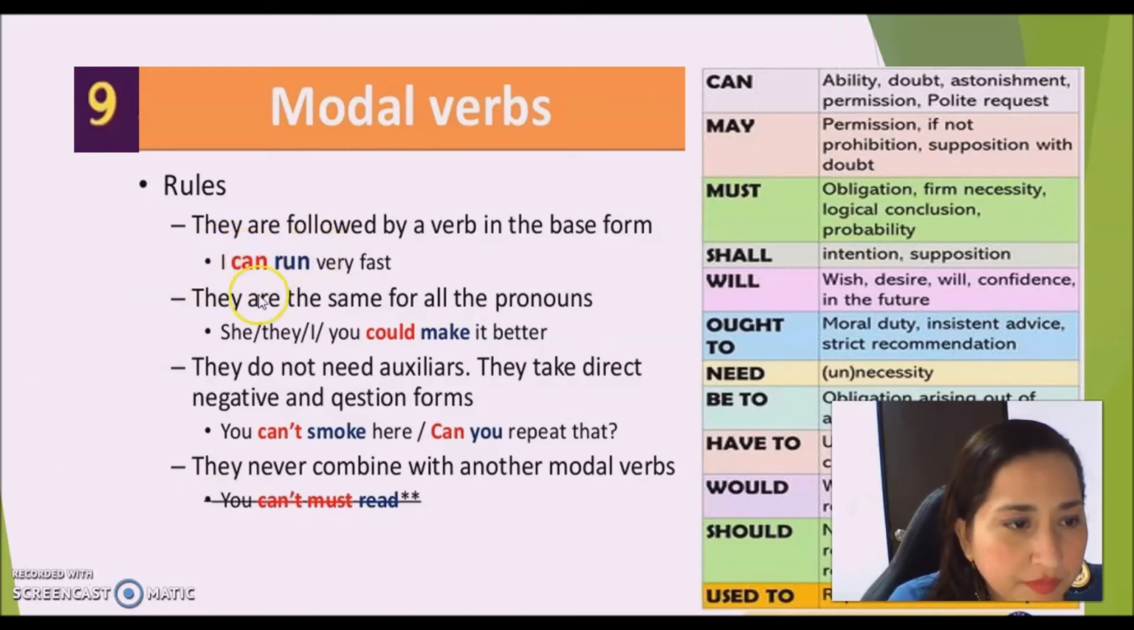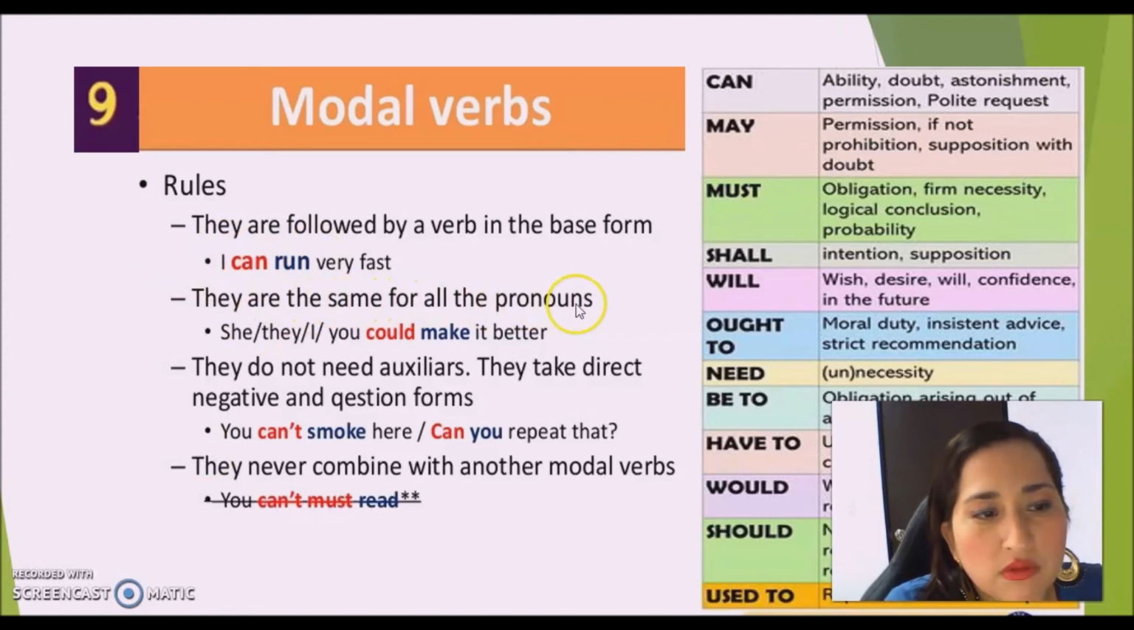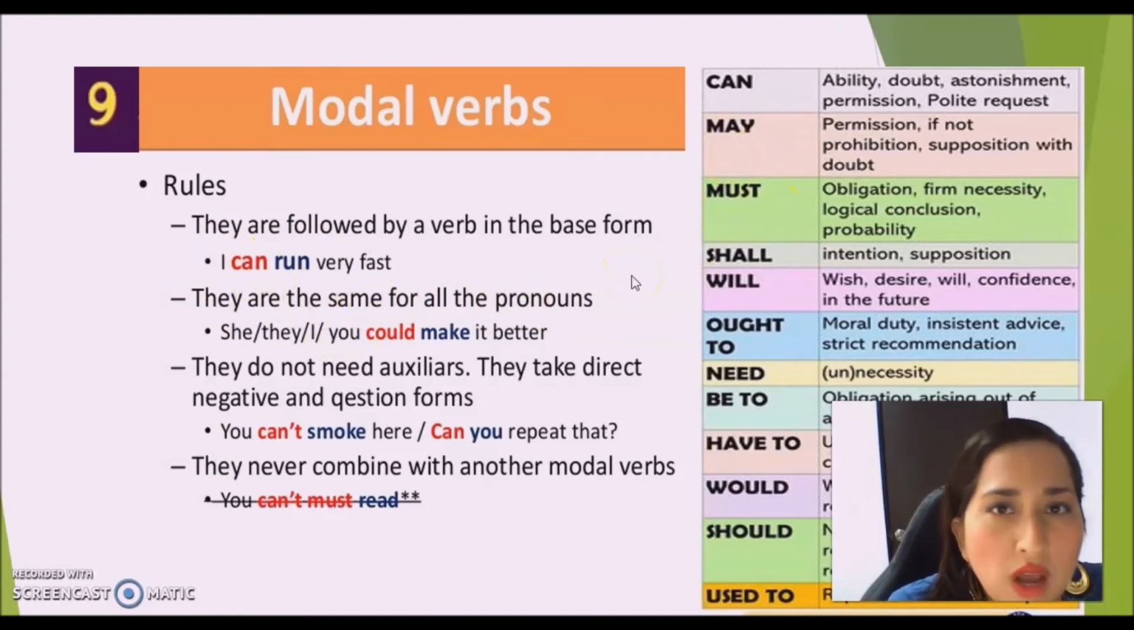I can run. They are the same for all the pronouns. We use can, may with all pronouns: she, he, we, they. They do not need auxiliaries. Yes, they take direct negative and question form. With a modal verb, you don't use auxiliary verbs like do, does, because you can form the negatives with the modal itself. You can smoke here. Can you repeat that? In negatives and in questions. They never combine with other modal verbs.